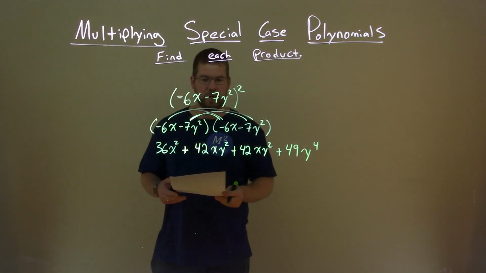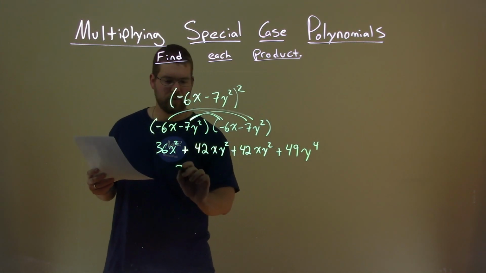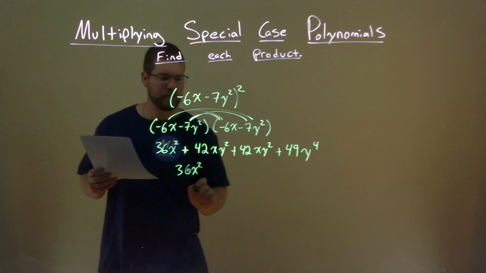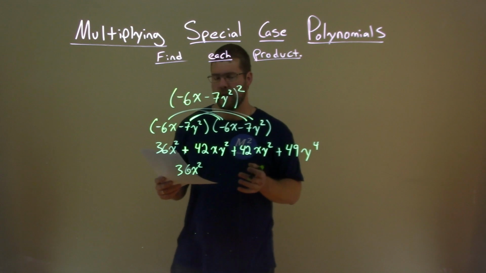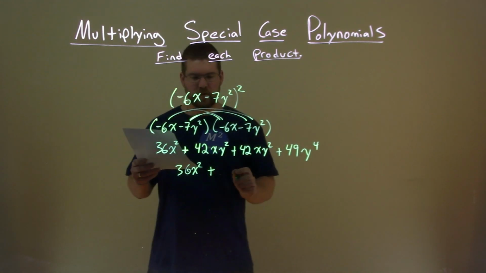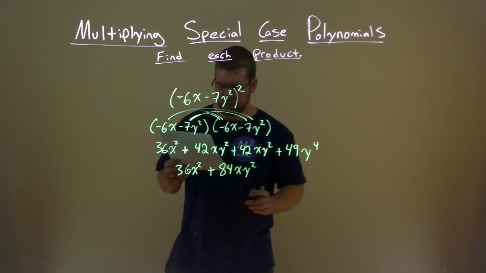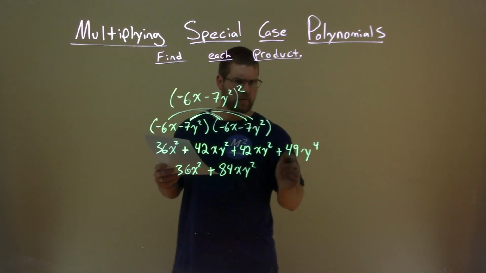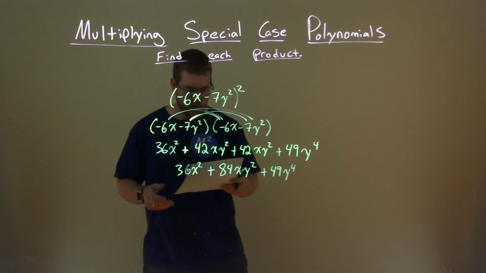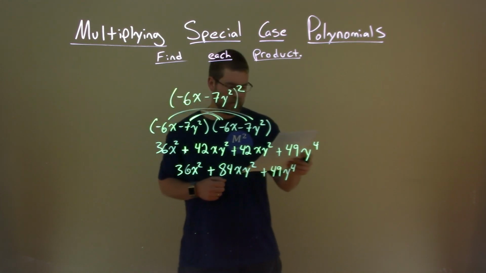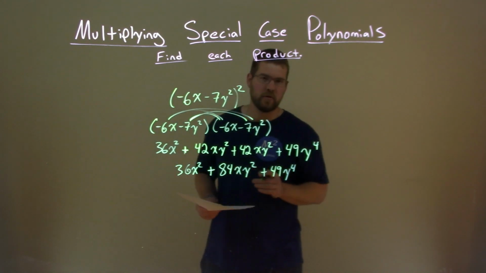So now we want to combine our like terms. 36x squared is by itself. Nothing else can combine with it. Bring it down. 36x squared. 42xy to the 2nd power and 42xy to the 2nd power are the same. We can add them together. 42 plus 42 is 84. And we have xy squared here. Lastly, 49y to the 4th power is by itself. Bring it down. 49y to the 4th power. And there we have our final answer. 36x squared plus 84xy squared plus 49y to the 4th power.